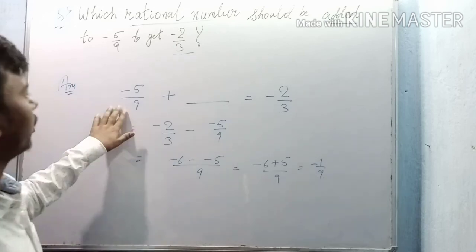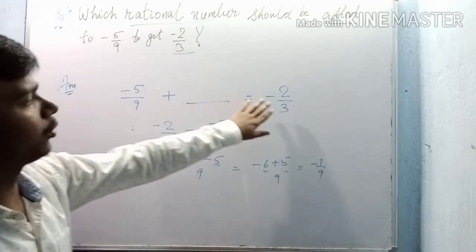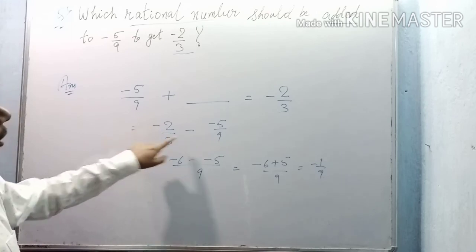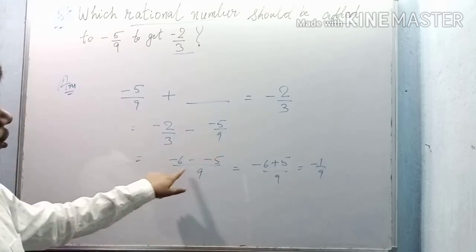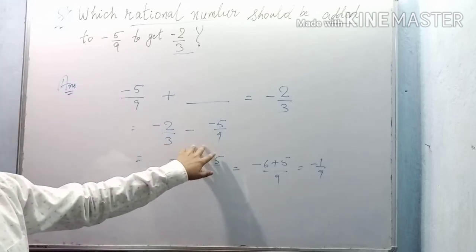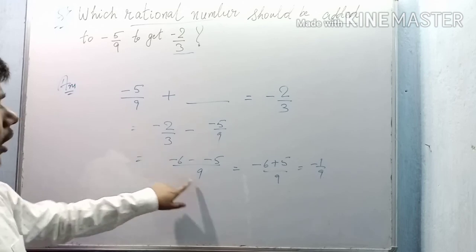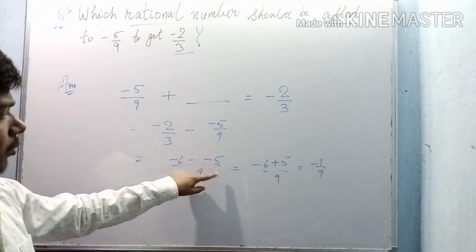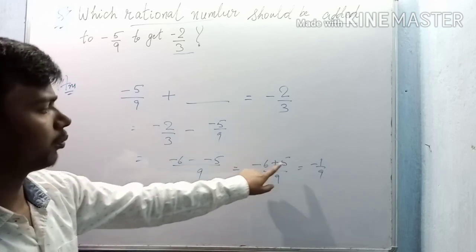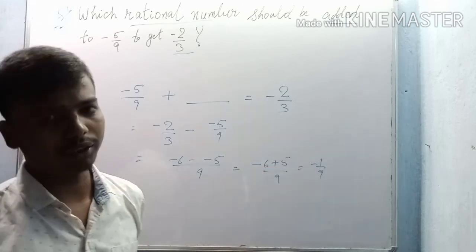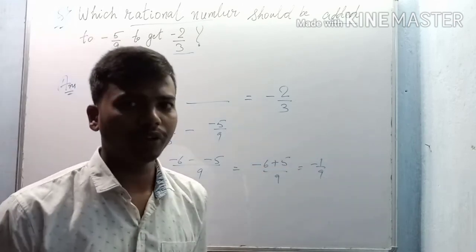So we have minus 5 by 9. What should be added here to get minus 2 by 3? So minus 2 by 3 minus 5 by 9 is equal to, taking the LCM of 9 and 3, which is 9, minus 6 plus 5, that is over 9, equals minus 1 by 9. Simple. I hope you have understood the question.